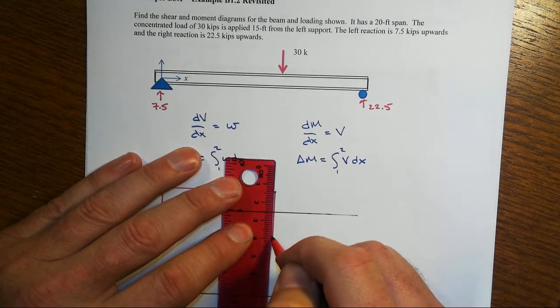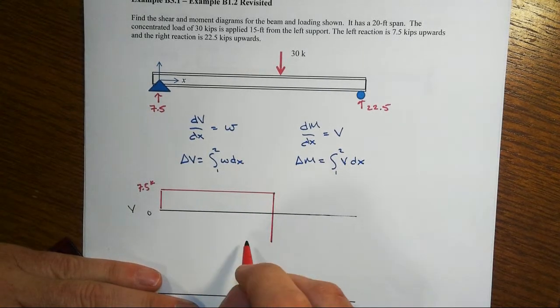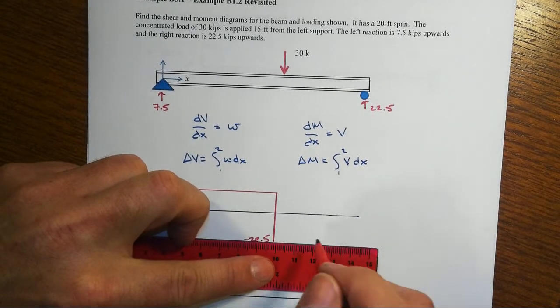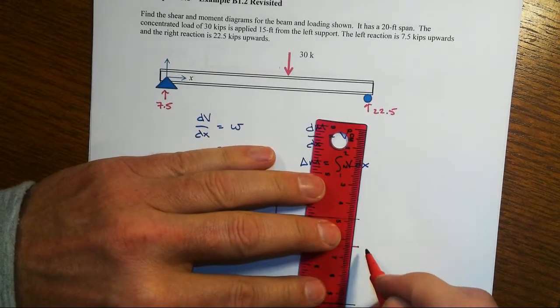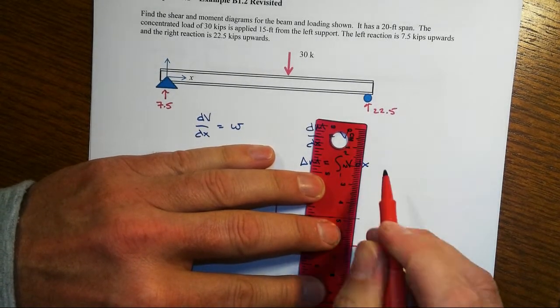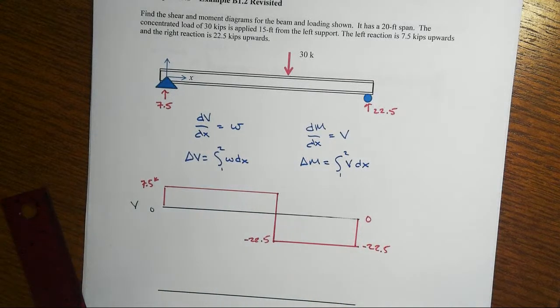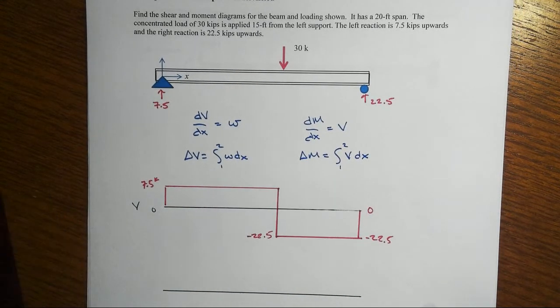Concentrated force sends us down by a delta of negative 30. Follow the direction of the arrow, so 7.5 minus 30 is minus 22.5. Again, we have no distributed load, so 0 slope. Bam. Come over to here, we're still at minus 22.5, and then the concentrated force closes us off. It is that simple and that easy to get this, right?